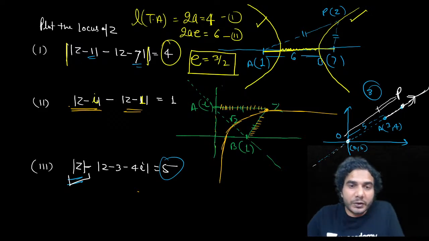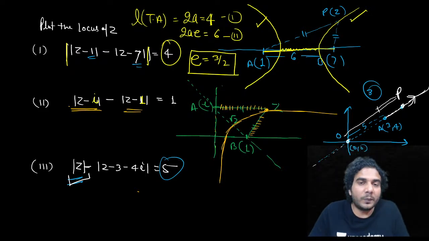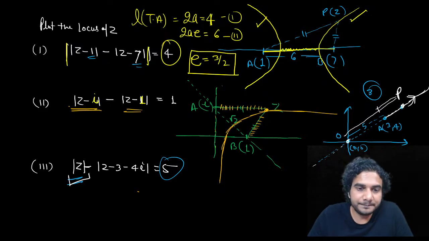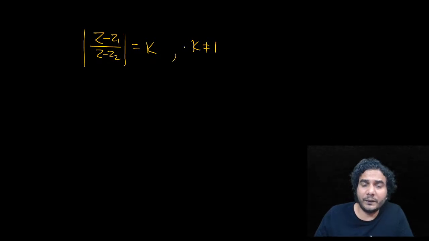This was the last equation which was remaining in complex geometry. One more equation is very interesting: |z minus z1| upon |z minus z2| is equal to k, where k is not equal to 1, because k equal to 1 we have done. That was the perpendicular bisector. In this case, the locus is a circle, and z1 and z2 are these 2 points.